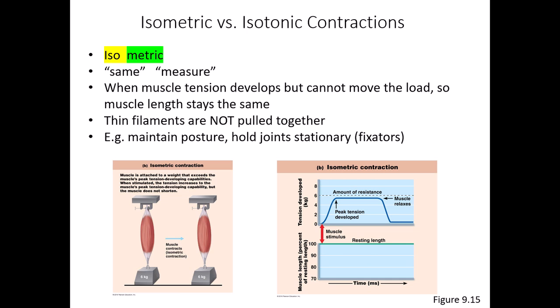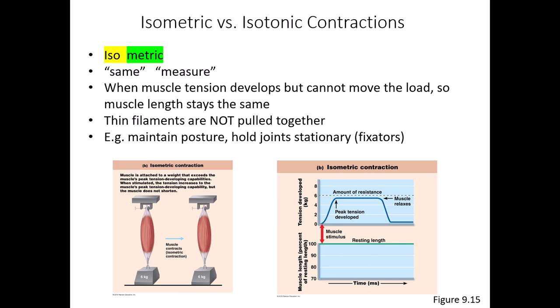Isometric, so those words are telling us same measure, or really same size. So in an isometric contraction, the muscle tension that develops is not strong enough to actually move the load, so the muscle stays the same length. So when you look at the picture on the left, there's that muscle again, origin at the top, insertion where the weight is. This time it's 6 kilograms.